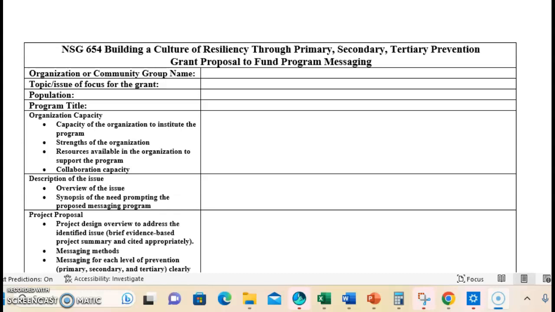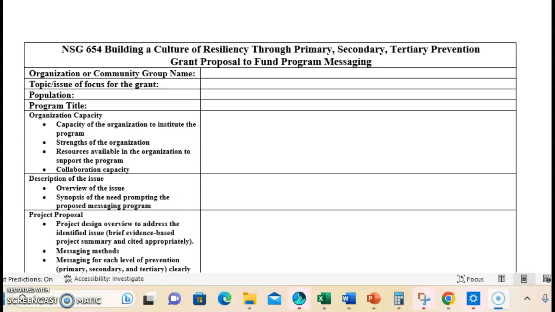The purpose of this assignment is to give you the opportunity to connect with a population, a community, or individuals with a specific health issue through messaging. We know that health messaging is a critical component to building capacity for resiliency through awareness and providing evidence-based information. So for this project, you will start out by identifying a population as well as a health issue for which you would like to direct your health messaging.